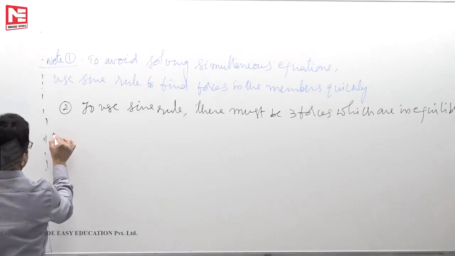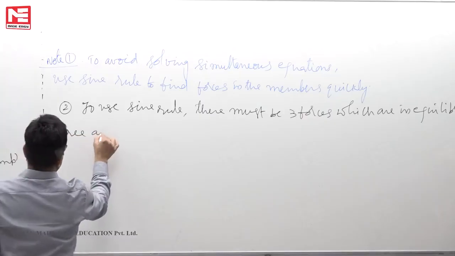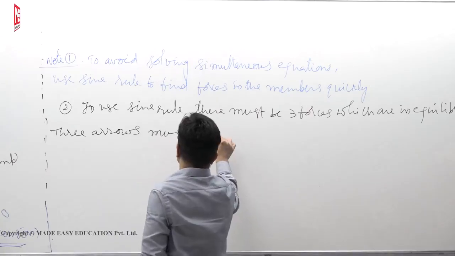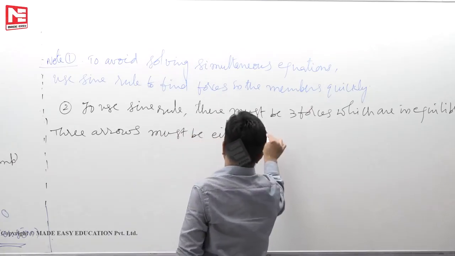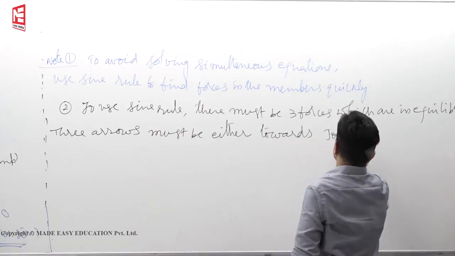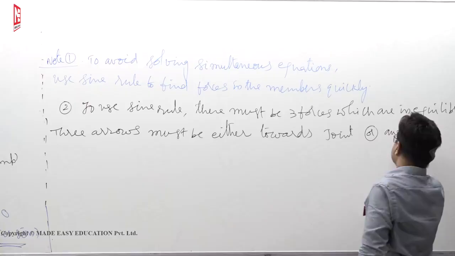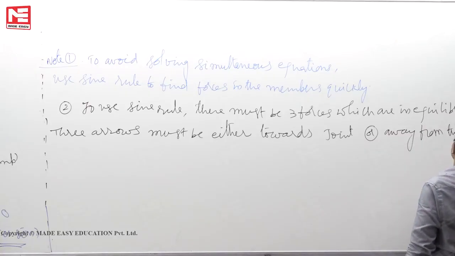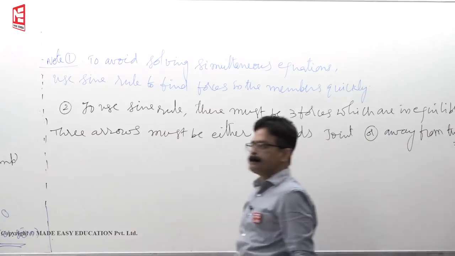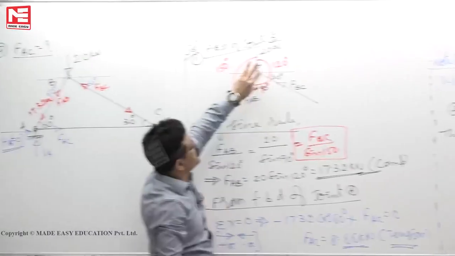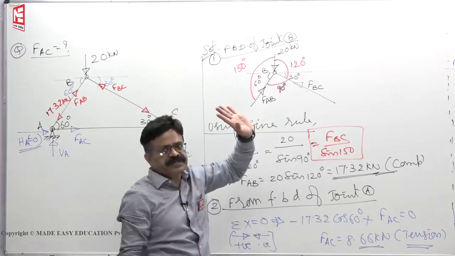And three arrows must be either towards the joint or away from the joint. Then we can use the sine rule. Now you see, in this particular case, the 3 arrows are towards the joint, so no negative sign, nothing will come. Or 3 arrows can be away from the joint, no negative signs.